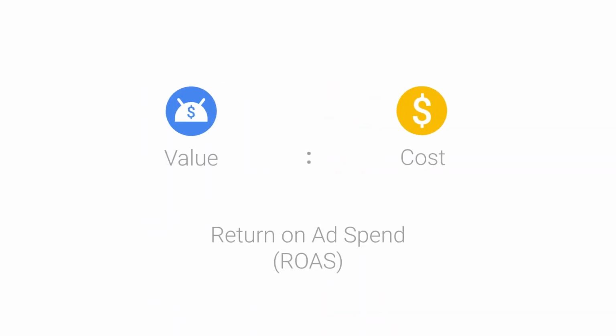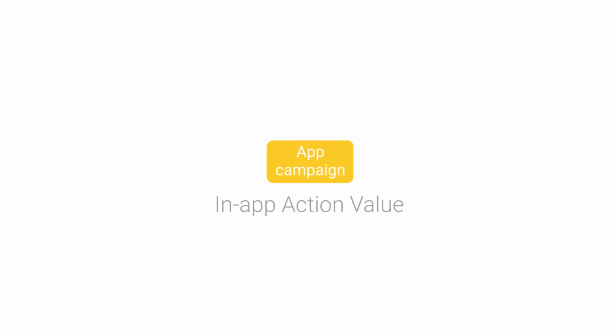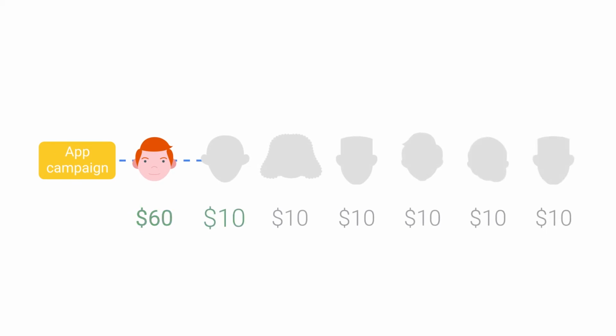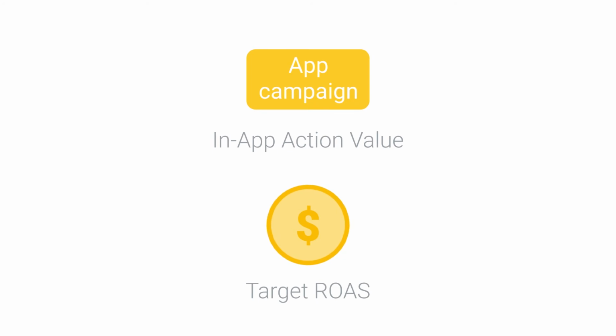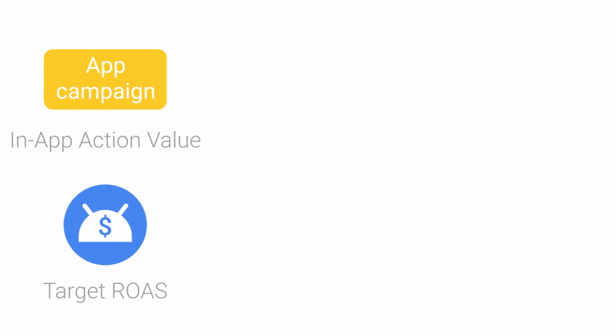We call this ratio of value to cost return on ad spend, or ROAS. You can optimize for a target ROAS goal by setting up an app campaign for in-app action value. This means you pay for customers based on how much value they're predicted to bring to your business. For example, it makes sense to raise the cost you pay for customers similar to Jeff in your app campaign. And for in-app action value, it's useful to set your target ROAS goal based on lifetime value. So you don't rely on short-term transactions as your only guide for what you're willing to spend.